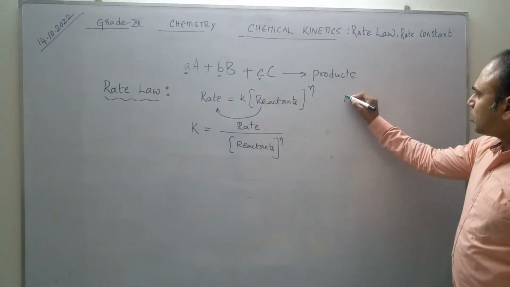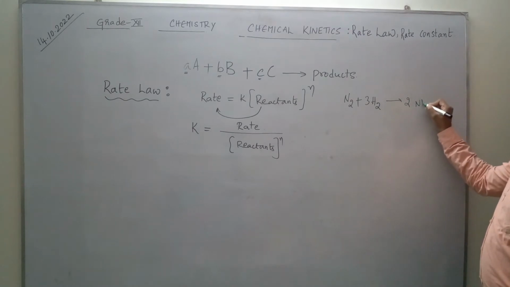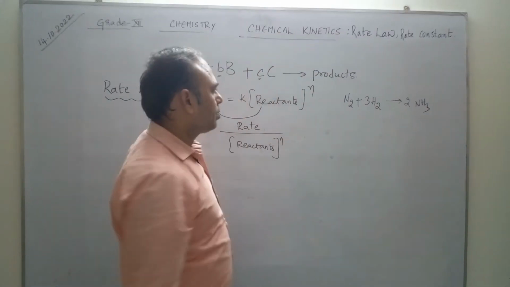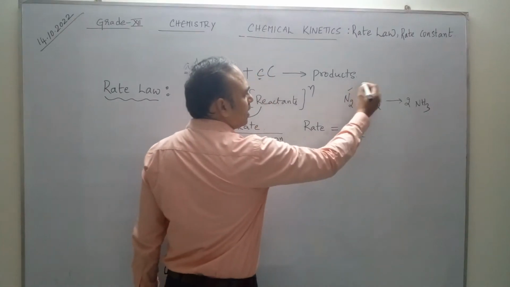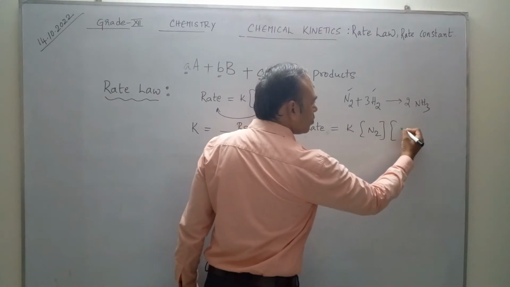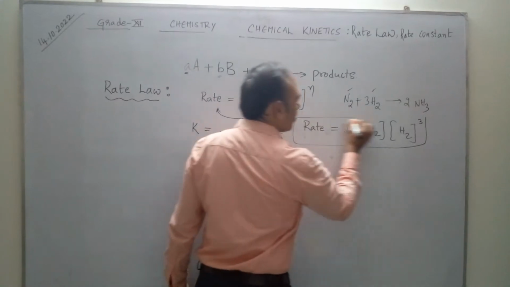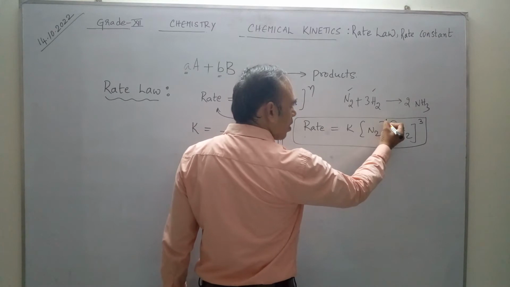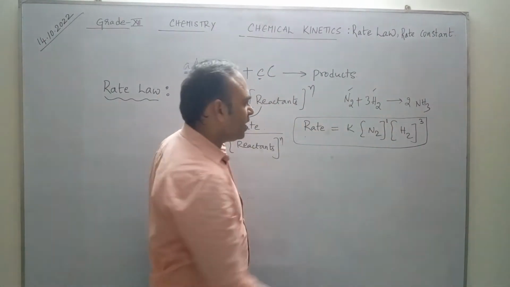Fine. Now let us give one example for this. If you are taking Haber's process, N2 plus 3H2 gives 2NH3. In this, let us write the rate law. It says that the rate is equal to k into the reactants alone we will take, N2 concentration into H2, coefficient is 3, therefore we'll write to the power of 3. Now very important thing here, what is the power represented as? The power is represented as order of reaction.